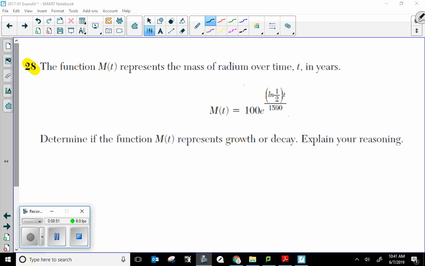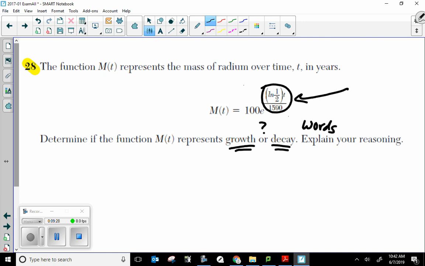The function m of t. Here's another trig or exponential. Oh, this is an exponential. I don't see trig. I see an exponent, and it has the variable t in it. The function m of t represents the mass of a radium over time t in years, and here's our equation. M of t equals 100 times e raised to the ln of 1/2 times t, all over 1590. Determine if m of t represents growth or decay. So that's the first thing I need to answer.